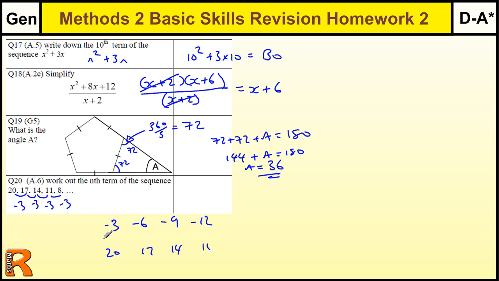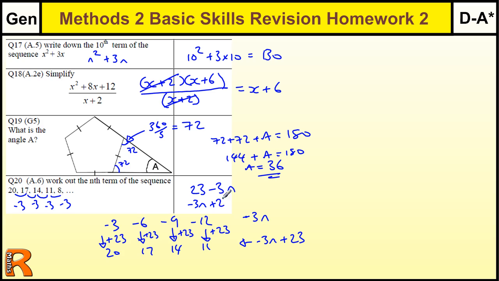So what have we got to do to -3 to get to 20? Well, we've got to add 23, and then check this one. -6 plus 23, -9 plus 23, and -12 plus 23. So it's going to be the -3 times table, -3n, and then we're going to add 23. So this is going to be -3n plus 23. Now that could be written as 23 minus 3n, or -3n plus 23.